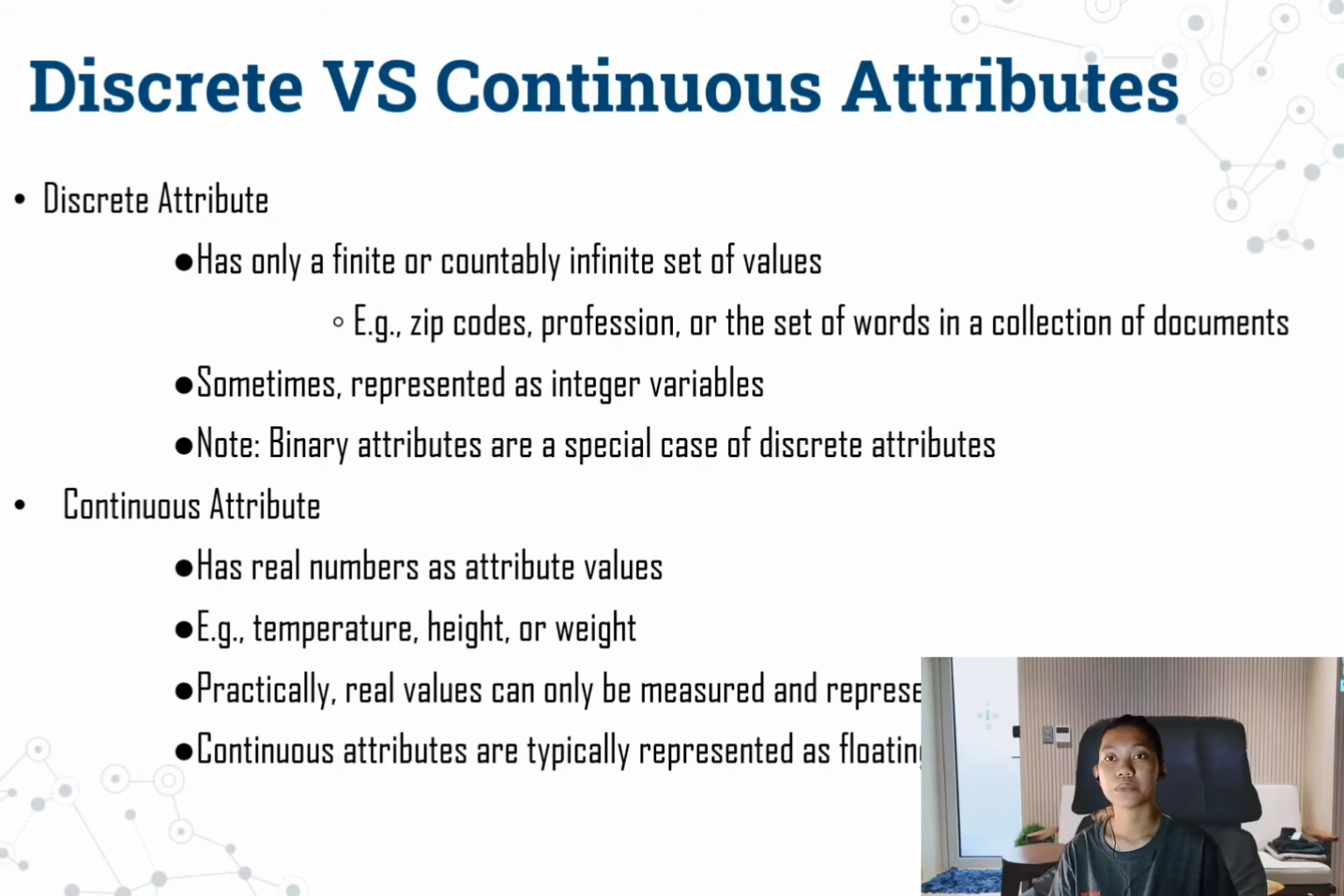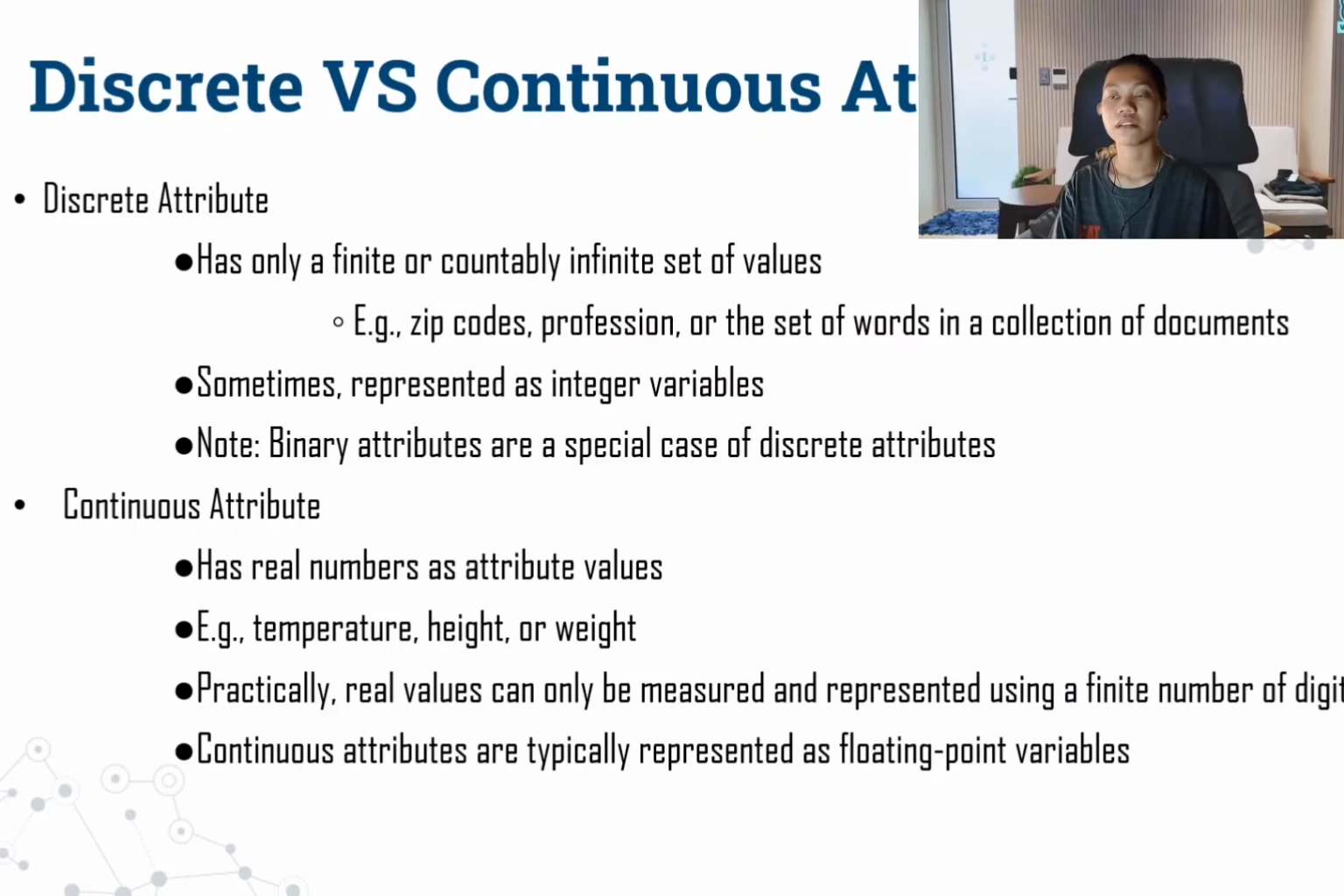Next, we have the continuous attribute. It has real numbers as attribute values. Examples: temperature, height, or weight. Practically, real values can only be measured and represented using a finite number of digits. Continuous attributes are typically represented as floating point variables.